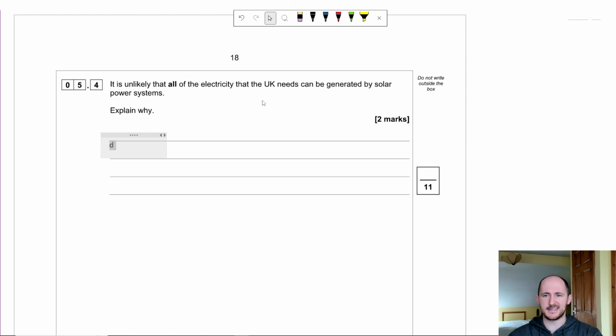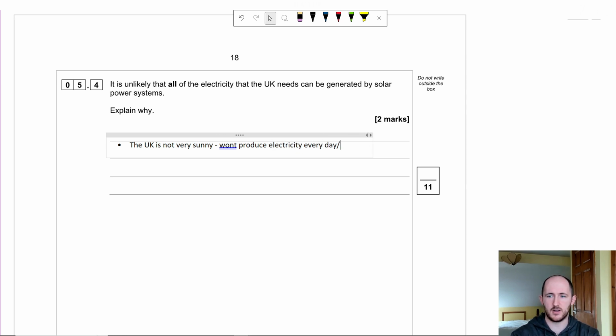But why is it not likely that electricity in the UK will be supplied by solar? Well, this is an interesting question because they're basically asking you, what are the downsides of solar power? Well, the first downside is quite simple. It's just the UK isn't very sunny. The UK is not very sunny, which means you won't produce electricity every day or all year round.